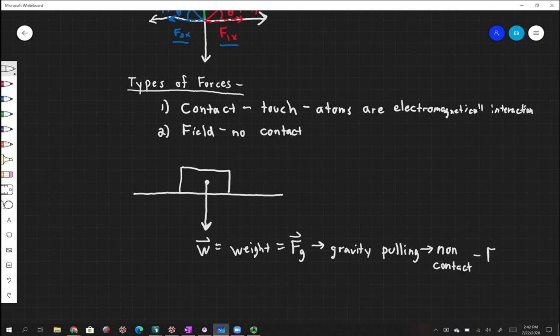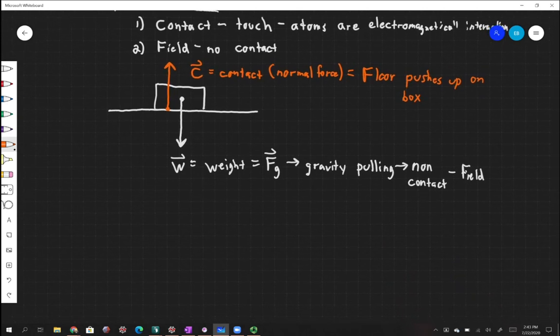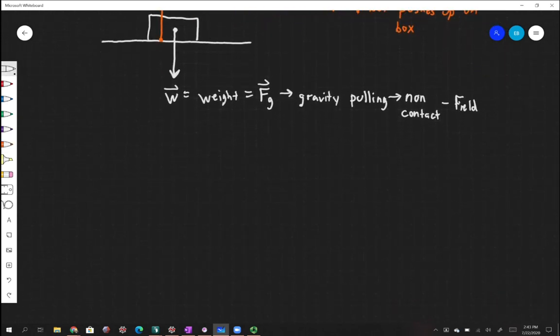It's a field force. Then we also have a force due to this table pushing up on this box, holding it there. Right? The box doesn't fall through the table. We'll call this C, and we'll say that this is the contact force. It'll have another name we'll learn about called the normal force. And it is contact between the floor and the box. So the floor is pushing up on this box. So we've established now that all forces are vectors and that there's two types. They can be contact forces or field forces.